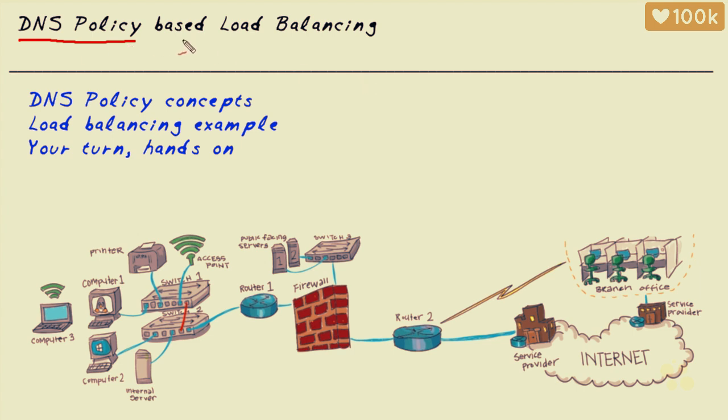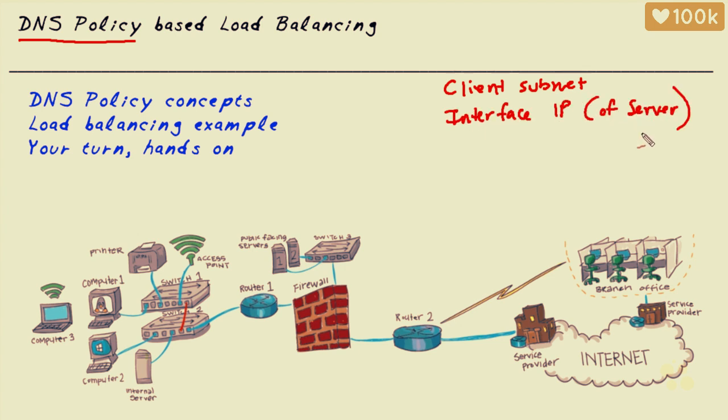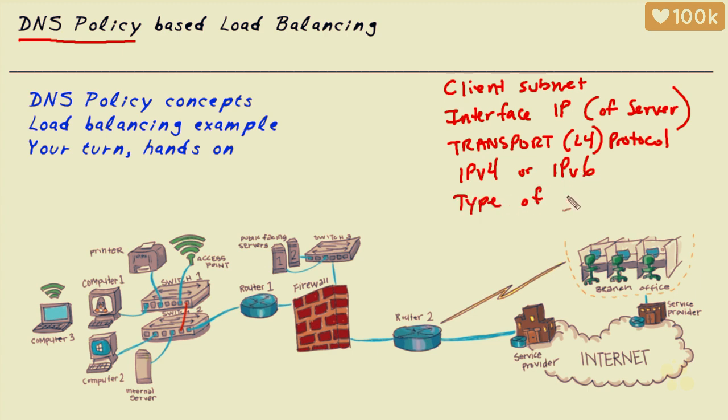And in DNS, some of the conditions that we could look for or check for would be things like, what is the client subnet that the request is coming from? Or what interface on the server did this request come in on? We can specify the transport protocols that need to be present, or specifying if it's IPv4 based or IPv6 based. We can specify the type of record that's being requested. For example, are they looking for an SRV record or an A record or an MX record?